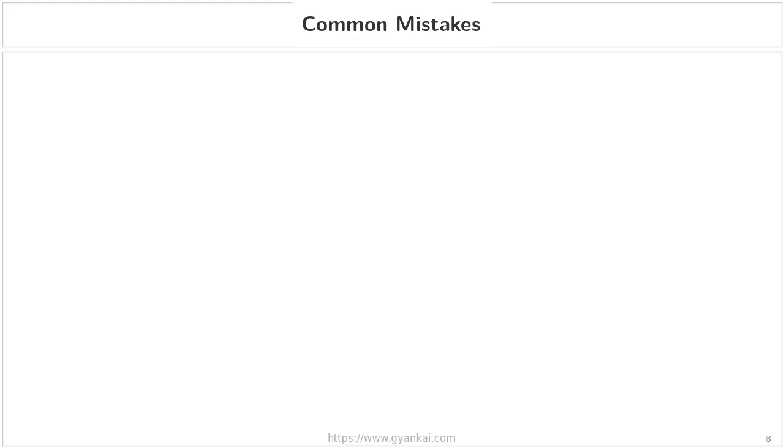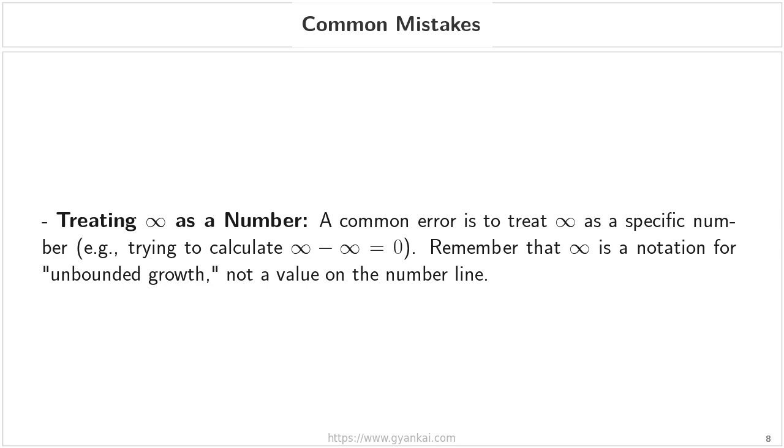Common mistakes. Now that we have covered the core concepts and the key takeaways, let us address some common misconceptions to ensure you avoid these pitfalls in your assignments and exams. First, a very frequent error is treating infinity as if it were a specific real number. For instance, some students might mistakenly attempt to perform arithmetic with it, such as calculating infinity minus infinity and concluding that the result is 0. It is crucial to remember that infinity is not a coordinate or a value on the number line. Rather, it is a mathematical notation used to describe unbounded growth.